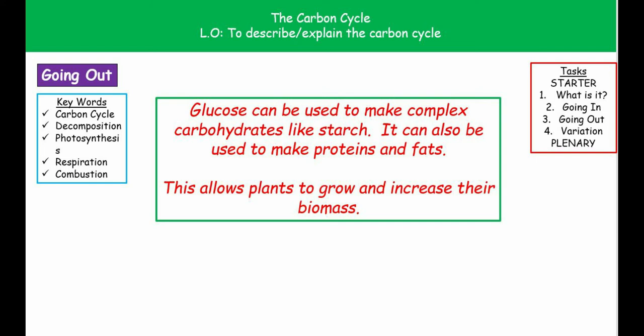Hopefully, the key thing we've got here is that glucose can be used to make complex molecules. So we can join lots of glucose together to make things like starch, for example. We can also use that glucose and combine it with other elements to make things like proteins and fats. Now, because we're making these biological molecules that are the building blocks of living things, then what we're going to see is that plants are then able to grow and increase their biomass as a result of making this glucose. So make sure you've got those 3 sentences written down in your books for me.